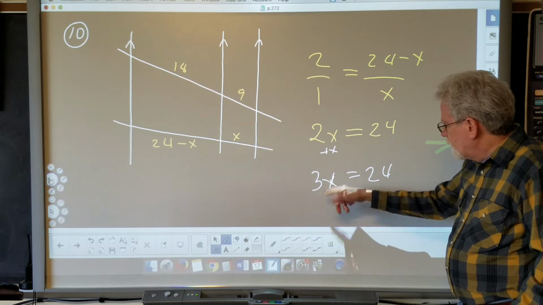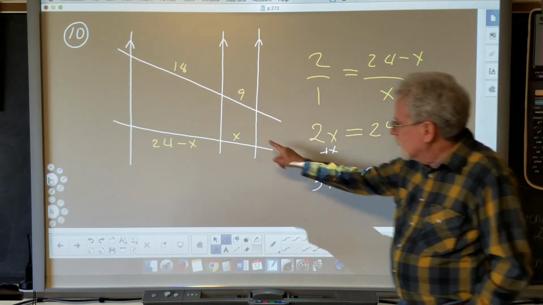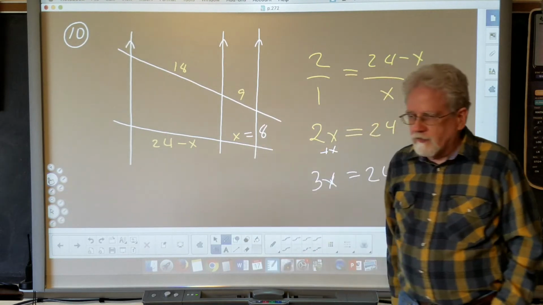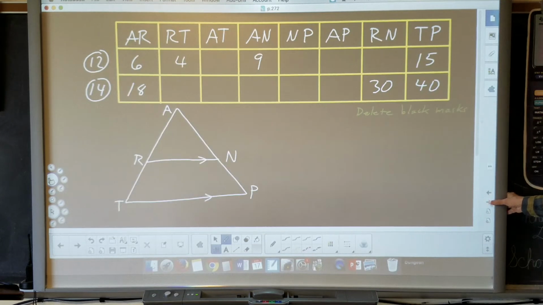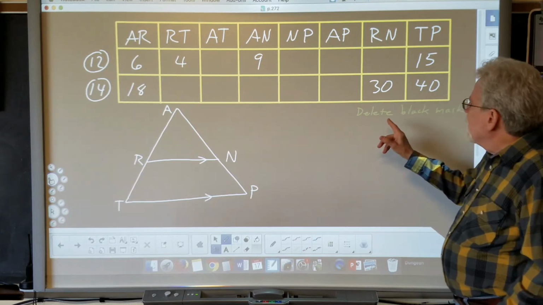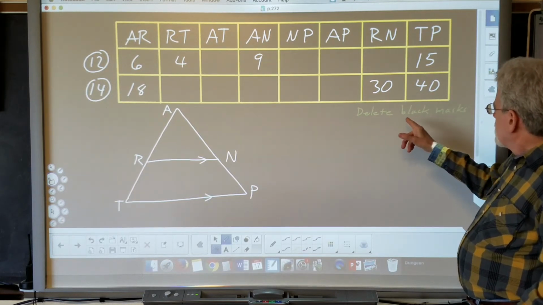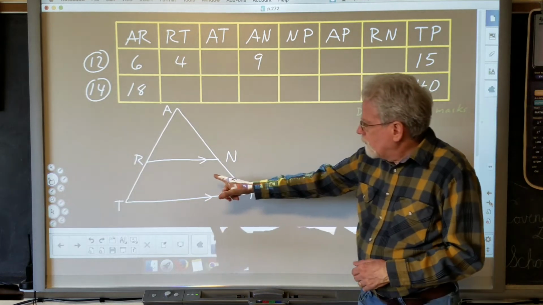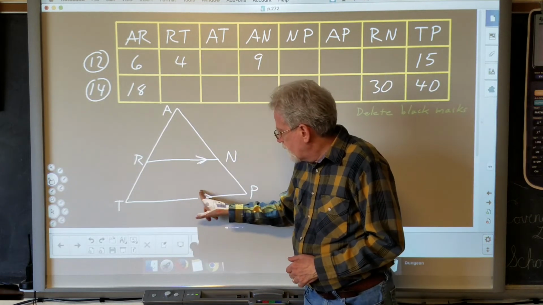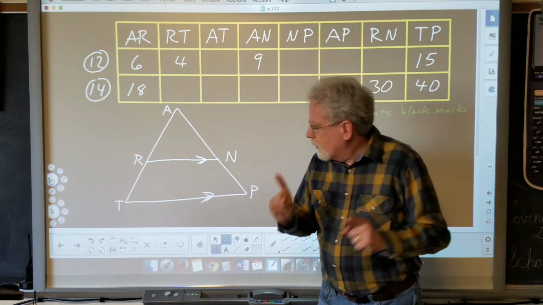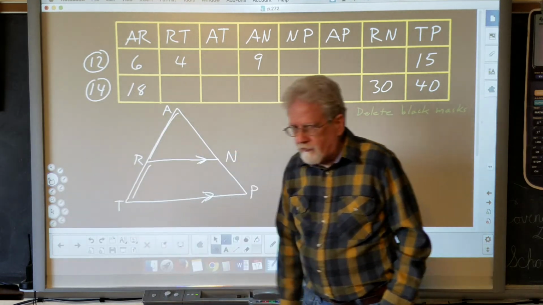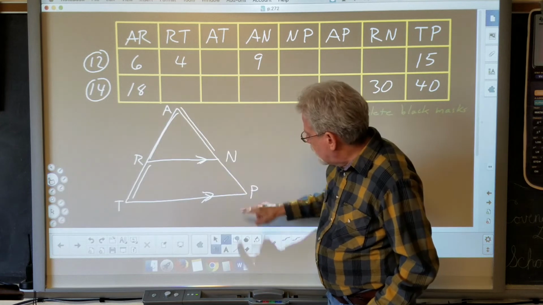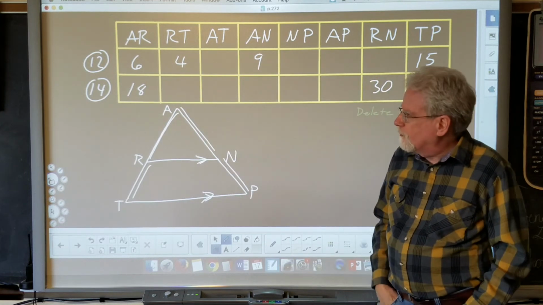Divide both sides by 3, and we have x is 8. Congratulations. X is 8. We move on to the next part, number 12. In this case, they told us that these two segments are parallel. Because they're parallel, we know that AR over RT, for instance, has to equal AN over NP, for instance.